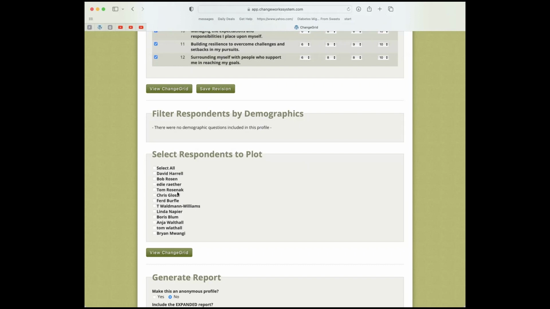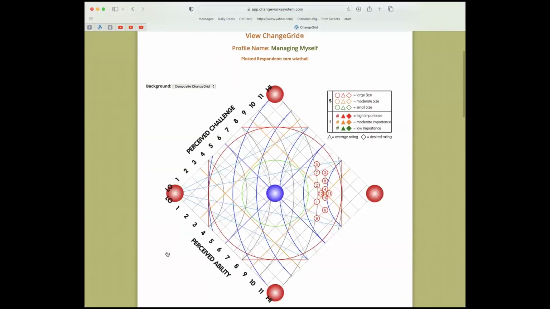But let me just go ahead and say, actually, I want to look at Tom's. So Tom and Anja both have very interesting grids. Let's just click on Tom. This is okay with you, yeah? Okay. My assumption is that you guys understand that if you're participating in the actual calls, you are by nature granting permission to be put under the spotlight.